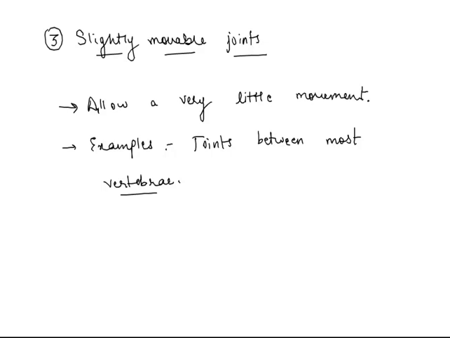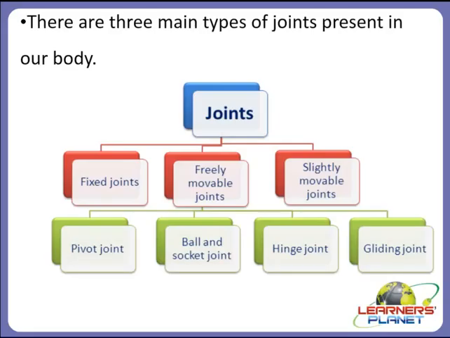So these are the differences between these three types of joints, and they are based on how they move, how much they move, and how little they let the bones move. So we saw what are fixed joints, freely movable joints and slightly movable joints.